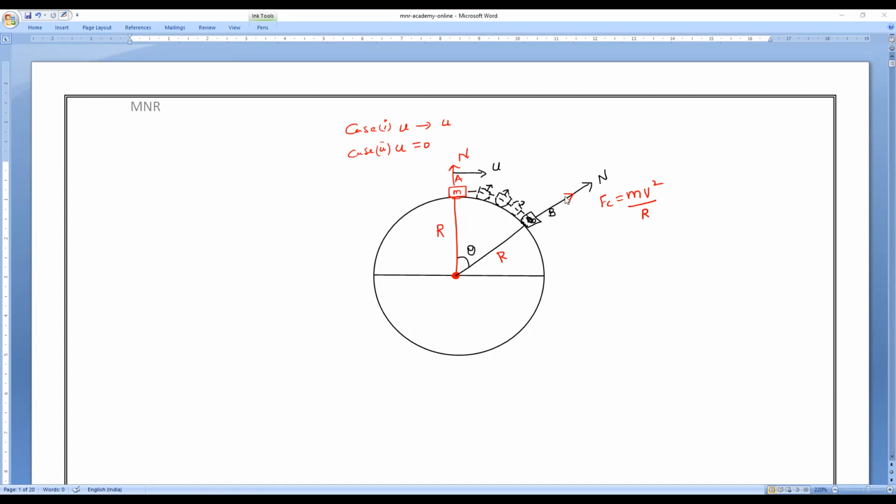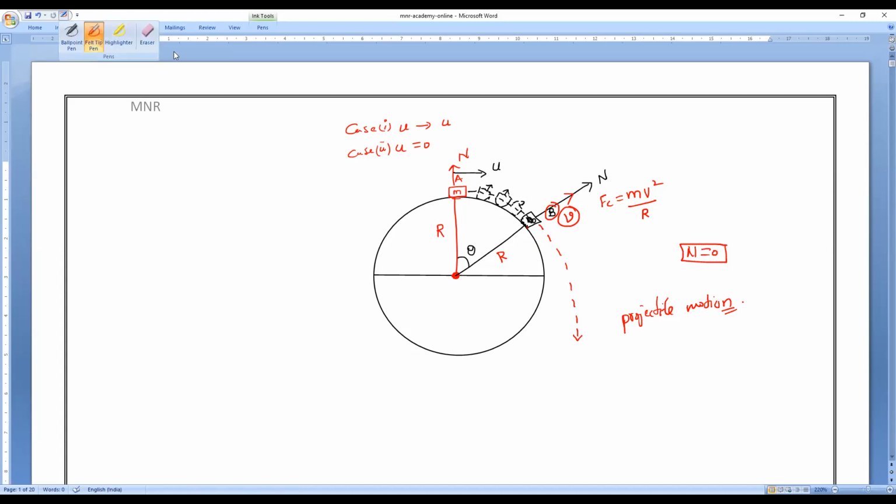At a particular place where the normal reaction becomes 0, as I said yesterday, it will lose contact, and from that point it will go into what motion, everybody? It will go into projectile motion. Now we have to calculate what velocity the body is traveling with at point B. Definitely it has some velocity v. What is the minimum velocity we have to give to make the body travel? That is our target.